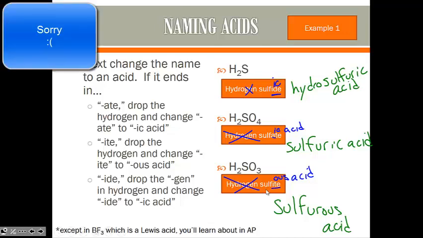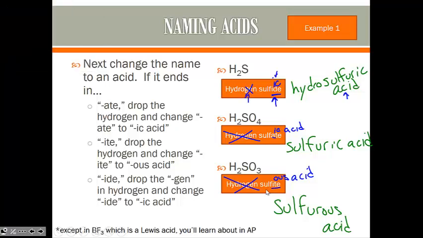Now, I don't have any cute whimsical phrase for you to remember this situation through. If you come up with a better analogy, please come find me and tell me. As I said, binary acids that end in ide get this treatment, where you end up with hydro, the root of the element, and then ic acid.